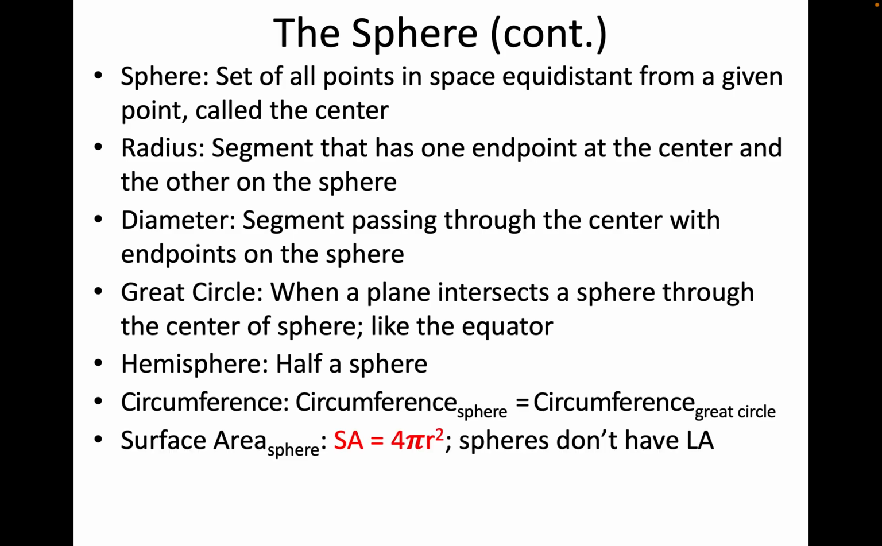And now finally, the formulas. So the surface area of the sphere is just equal to 4 pi r squared, 4 pi times the radius squared. And of course, spheres don't have a lateral area because they have no base. And then finally, the volume of a sphere is equal to 4/3 pi r cubed, or 4/3 pi times the radius cubed. All right, push pause and get all these definitions down in your notes, and then try the example problems.